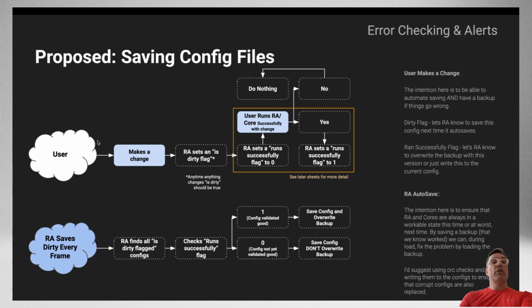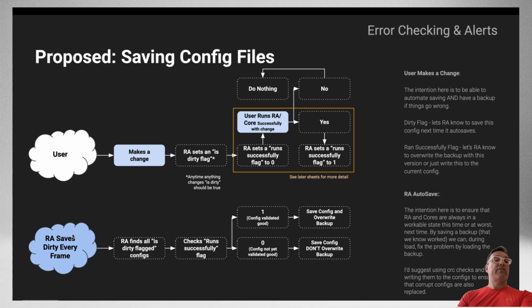So just following this flow, the user makes a change, RetroArch sets this config file to now being dirty, which means we're going to need to save it in the future. It also at that point sets 'has this run successfully' to 0, because now we've made a change and no, it hasn't. At some point later, once the user does successfully run said change, we can then set that flag to 1, right? And if it doesn't run successfully, then we don't change it from 0, right? And the file has presumably been saved at some point. And so next time we load it, we'll be able to see whether it's 0 or 1, okay?